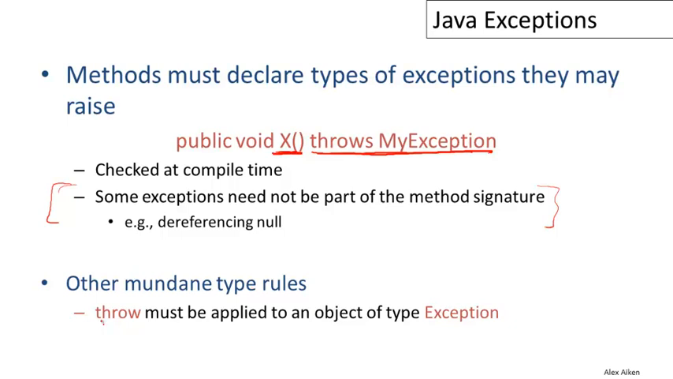And then there are other mundane type rules about the particular design for exceptions in Java. So for example, throw has to be applied to an object of type exception. It can't be applied to an object of an arbitrary type. But overall, exceptions are rather nicely done in Java, and this particular idea of declaring the types of the exceptions that a method can raise was a new idea in Java.